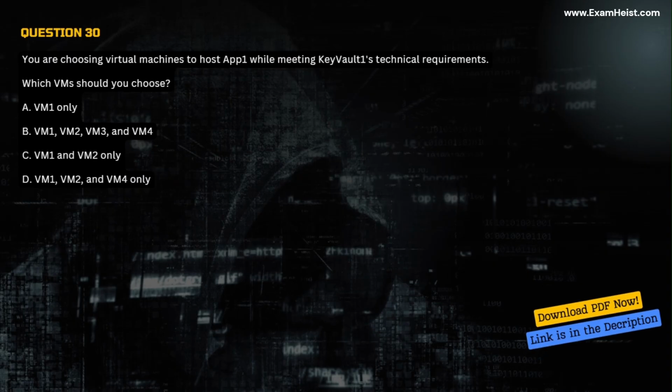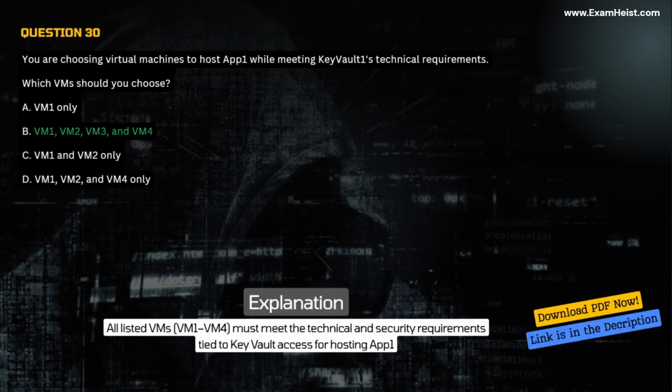Question 30. You are choosing virtual machines to host App 1 while meeting Key Vault 1's technical requirements. Which VM should you choose? A. VM1 only. B. VM1, VM2, VM3, and VM4. C. VM1 and VM2 only. D. VM1, VM2, and VM4 only. Correct answer B. VM1, VM2, VM3, and VM4. Explanation: all listed VMs, VM1 to VM4, must meet the technical and security requirements tied to Key Vault access for hosting App 1.